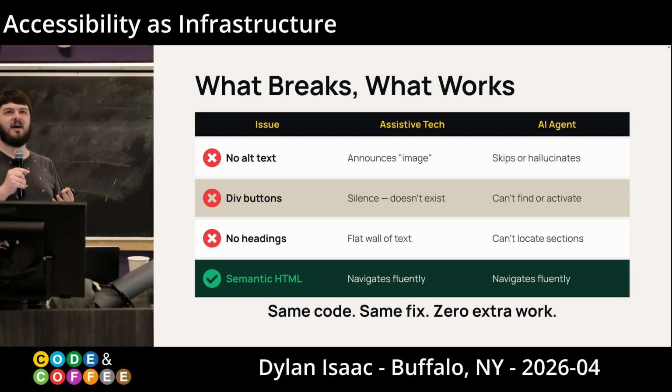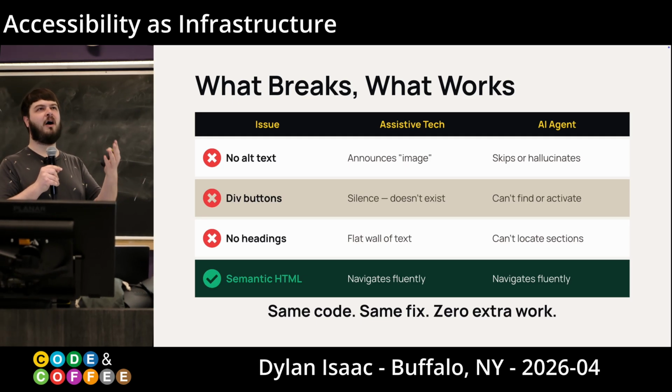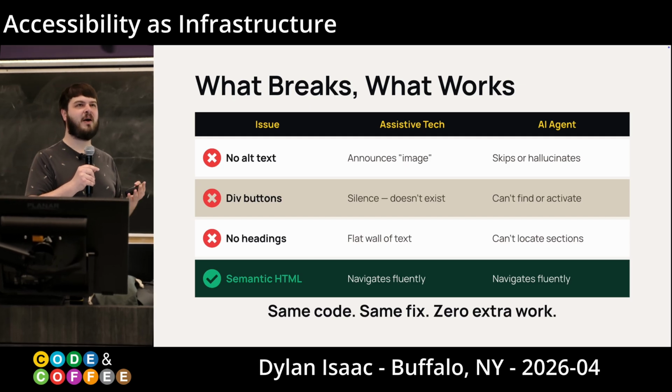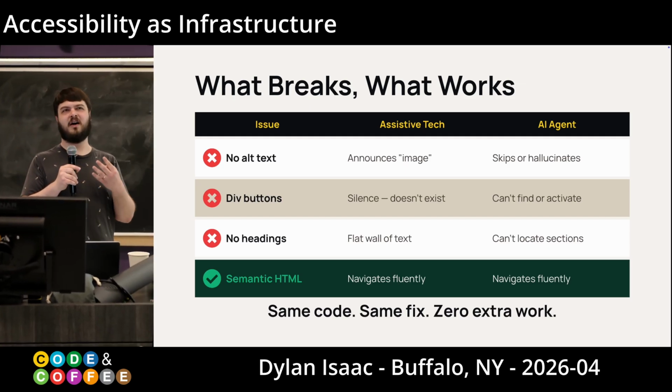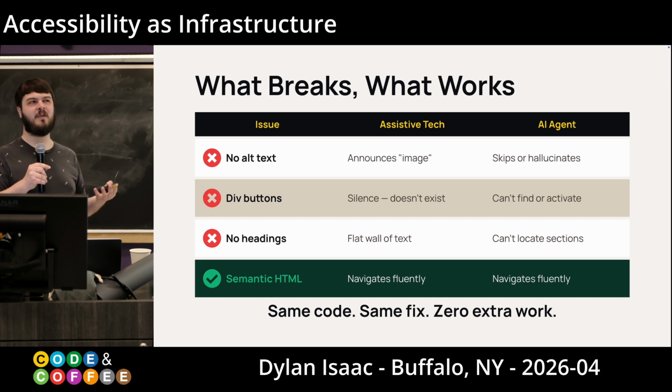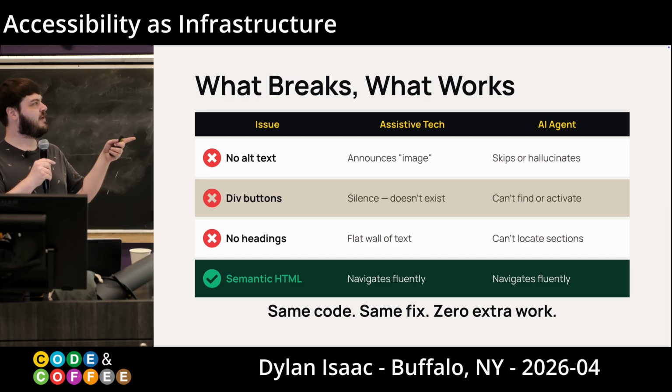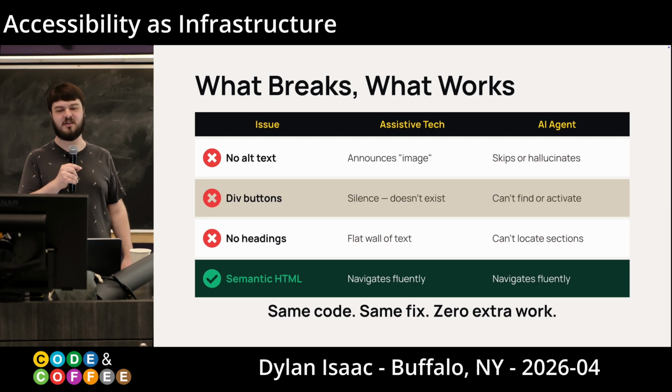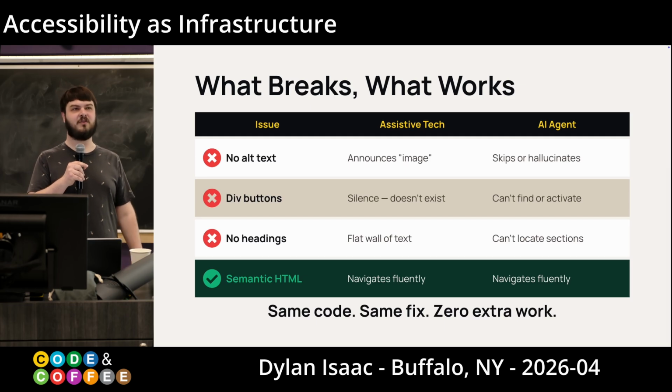But same for your AI agents. It would have to consume all of the tokens in order to read the entire page before it's able to recognize, oh, you're actually just talking about this one small section. So if you use headings, it's able to select that small section that it needs, preventing context rot and making the AI agents perform much better. So by falling back to semantic HTML, it fixes things for your AI agents and your assistive tech. Same code, same fix, zero extra work, makes it work for everybody, including your AI.